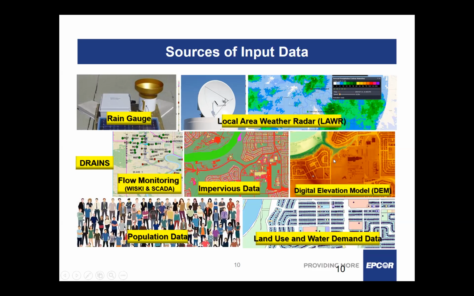Similarly, we have the digital elevation model. It's LiDAR data, I think about a 0.25 meter square grid, so it's pretty detailed. And then we also use the population data, mainly from census, and then land use and water demand data. These are metered water consumption from individual parcels in the city. And we also got that at the citywide level.